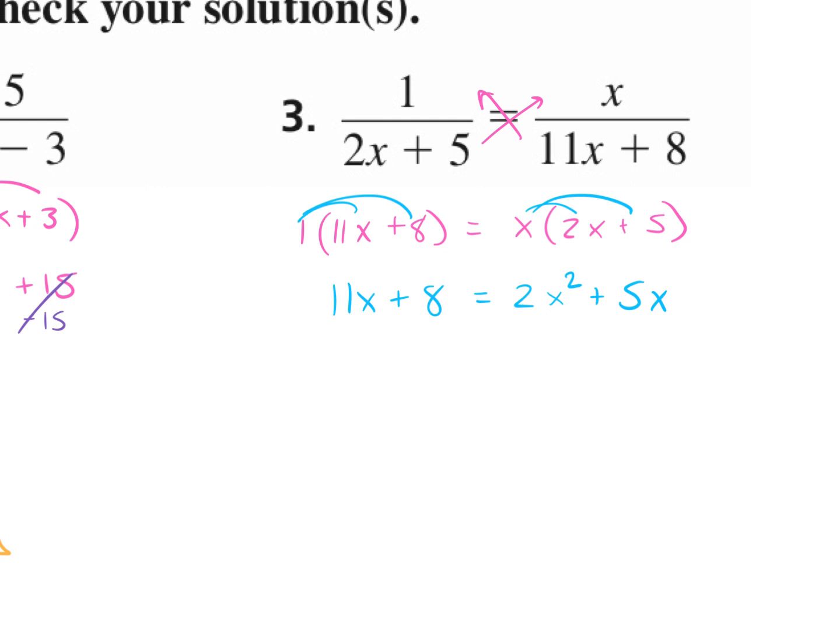What should I do next? So I can subtract 5x and move it to the other side. And do what else? I can move the 2x squared to the other side. Just be careful because it doesn't have a like term that I can combine with. So I have negative 2x squared plus 6x plus 8 is equal to 0.